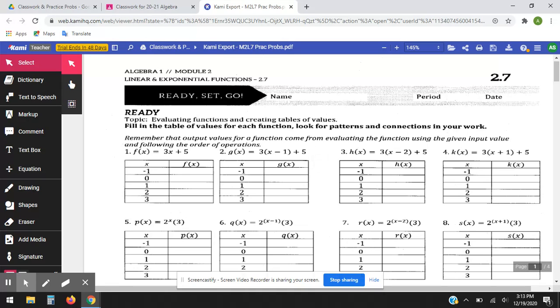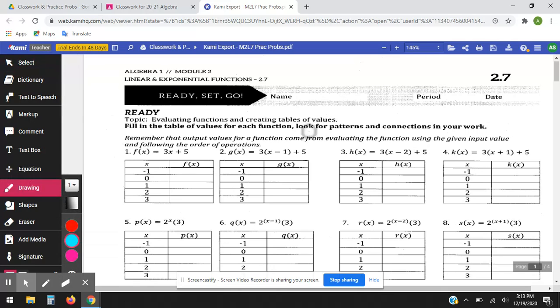Evaluate the functions and creating tables of values. We're going to fill in the table of values for each function, then look for patterns and connections in your work. So to start with, we'll go ahead and fill in number 1. So what they're saying in here is I'm going to substitute each of these numbers in for x and then put the answer over here.